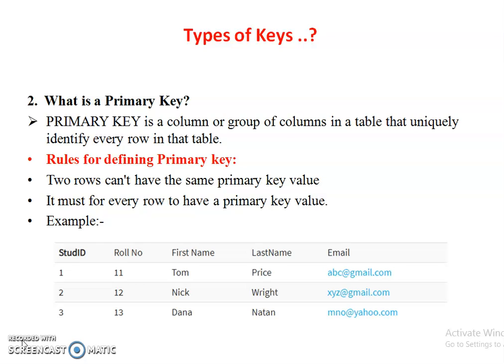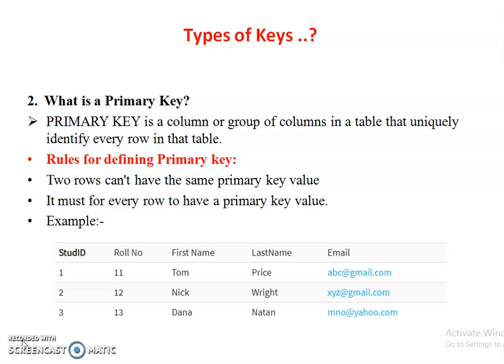Now the next key is the primary key. A primary key is a column or group of columns in the table that uniquely identifies every row in that table. The primary key can't be a duplicate. It means the same value can't appear more than once in a table. A table can't have more than one primary key.